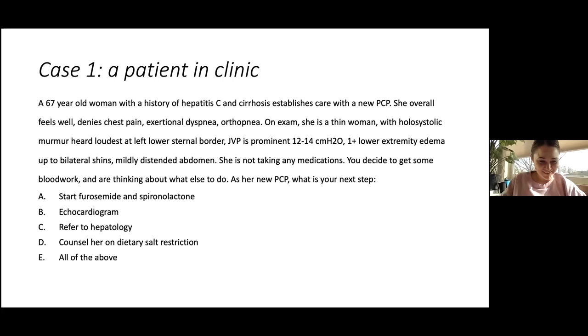It's a 67-year-old woman. She has a history of hepatitis C and cirrhosis. She's establishing care with a new primary care doctor, and you're her new primary care doctor. She feels well. She doesn't have any chest pain, dyspnea, orthopnea. She's a thin woman. Her cardiovascular exam is notable for a holosystolic murmur heard at the left lower sternal border. She has a prominent JVP and edema, as well as a distended abdomen.